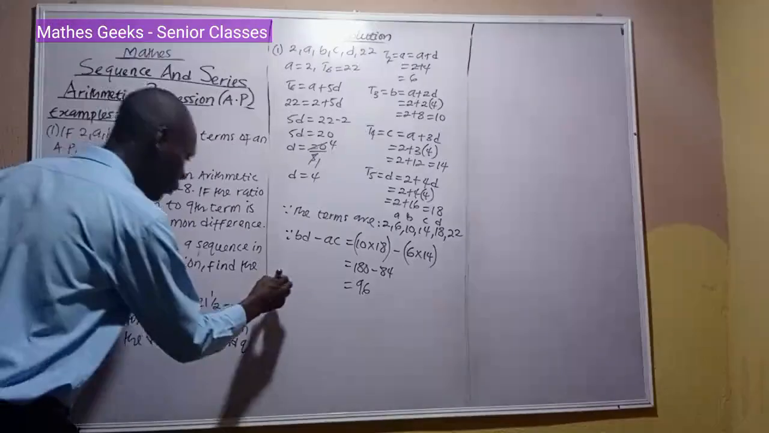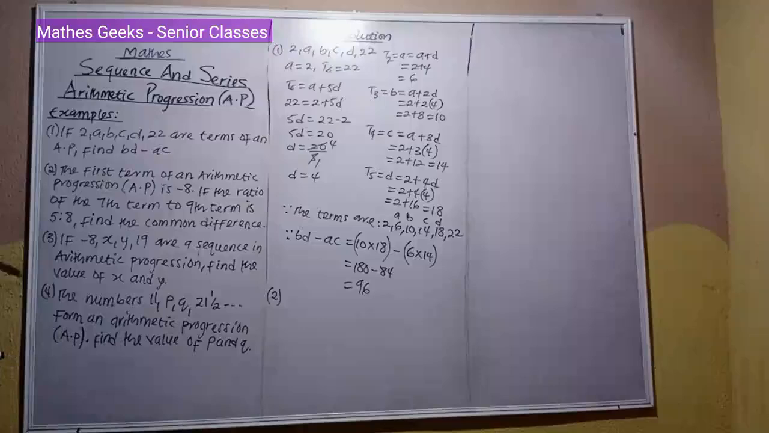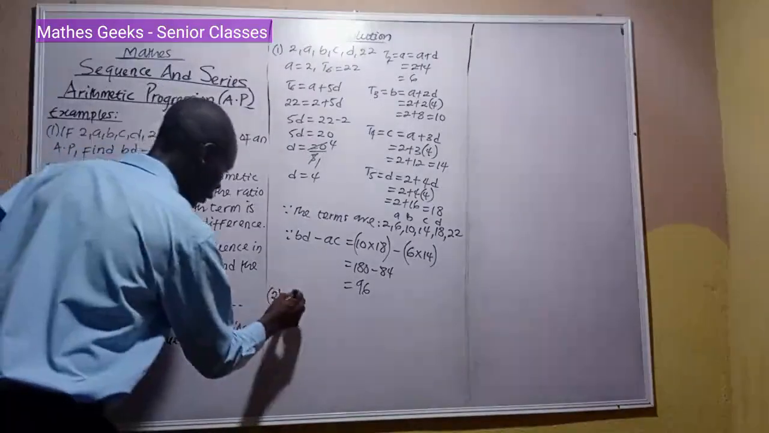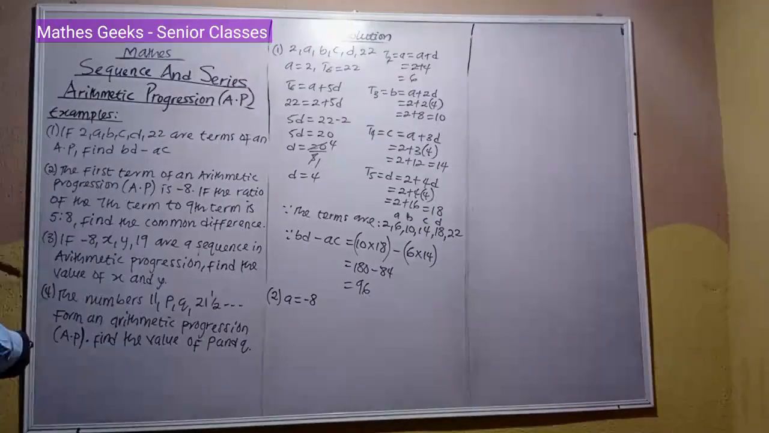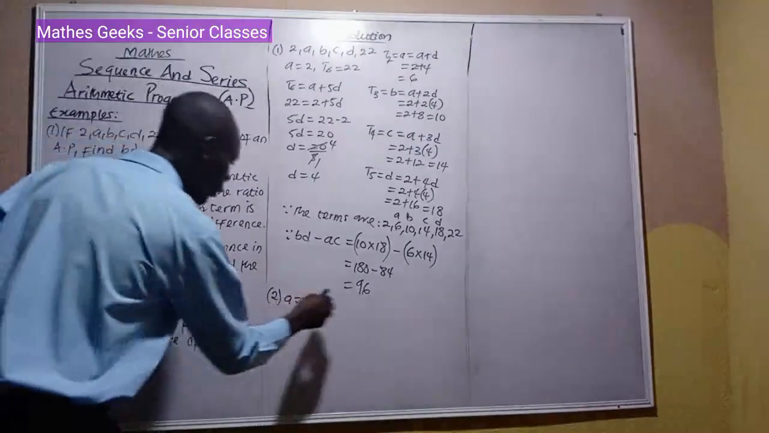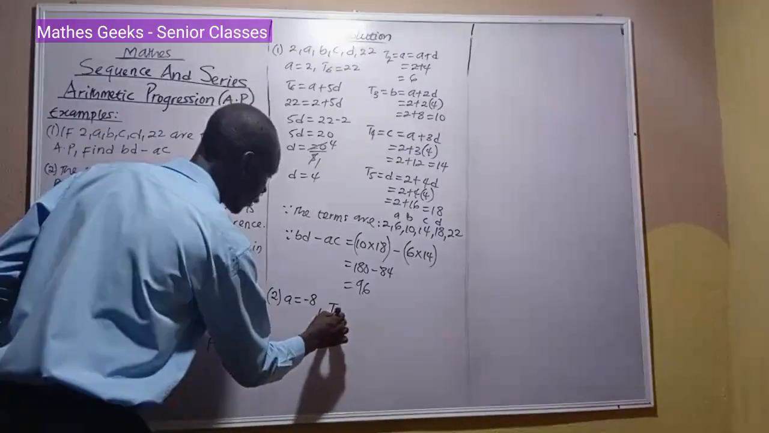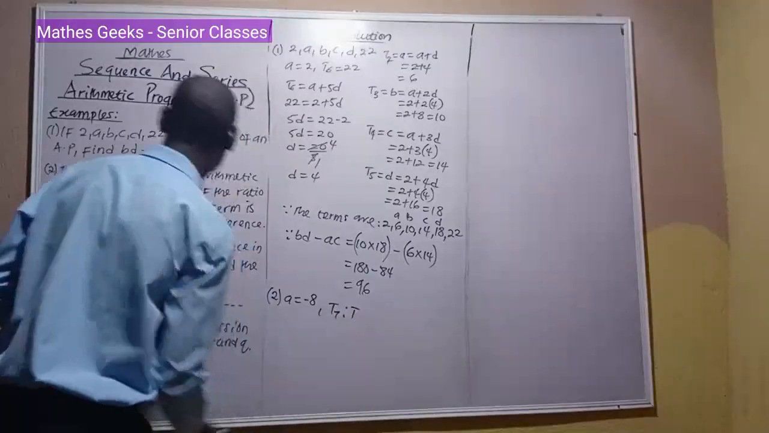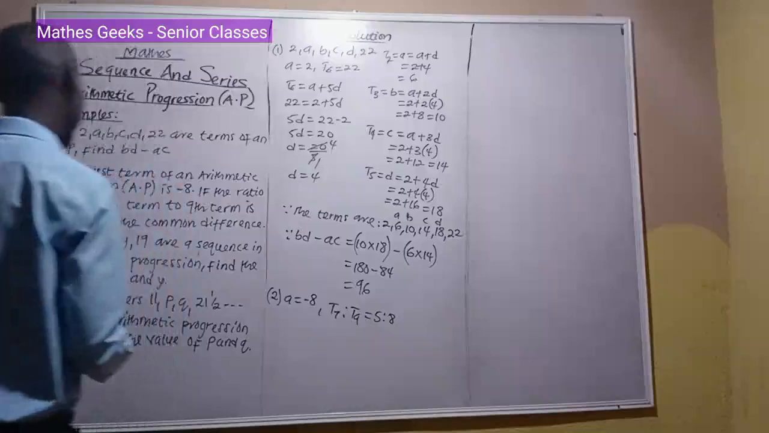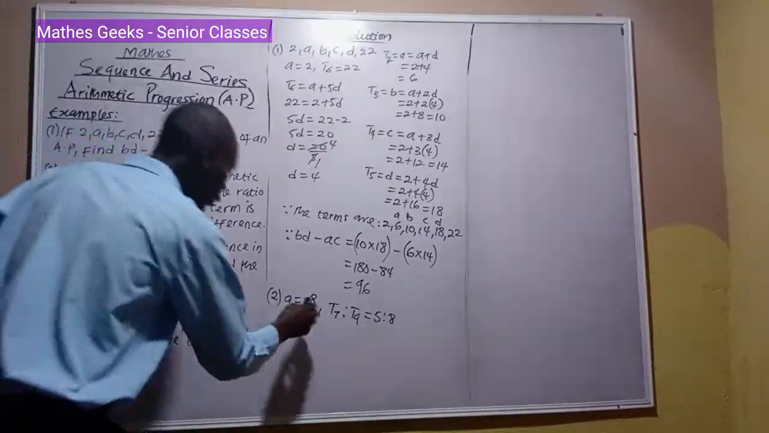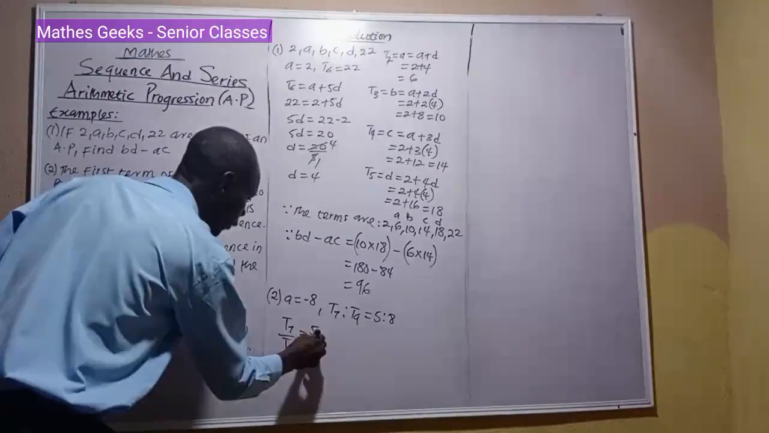Number 2. The first term of an arithmetic progression AP is minus 8. A is equal to minus 8. If the ratio of the 7th term to the 9th term is 5 to 8, so the ratio of T7 to T9 is equal to 5 ratio 8. Find the common difference. So let's put T7 over T9 is equal to 5 over 8.